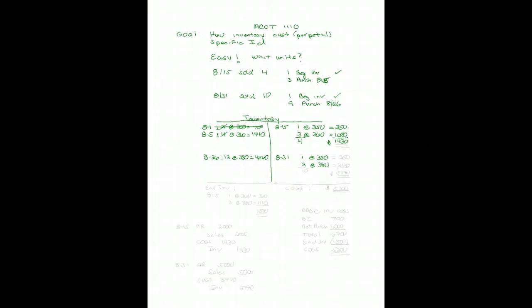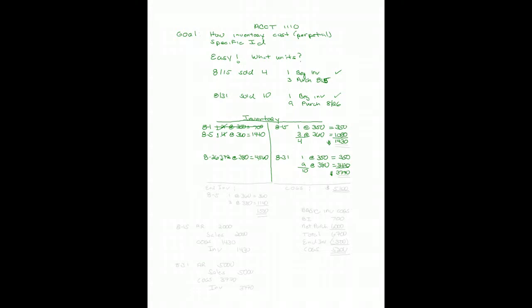So if I sell 9 of those, I have 3 left. So right now I have 1 left at $360 and 3 left at $380. And here are the 10 that I sold. One was at $350 and 9 were at $380. 9 times 380 is $3,420. So the cost of this sale was $3,770 if you add those up.